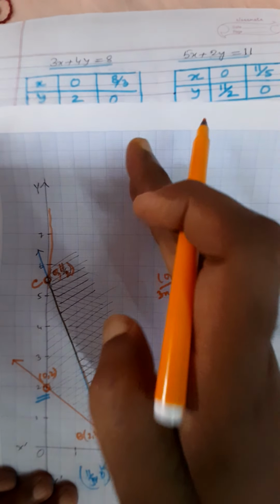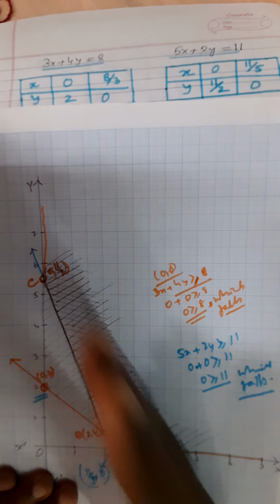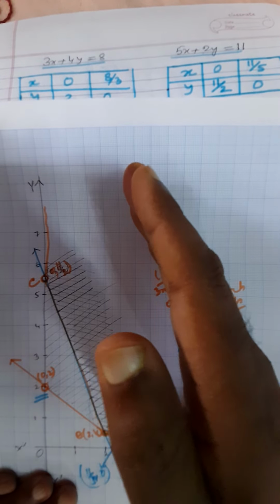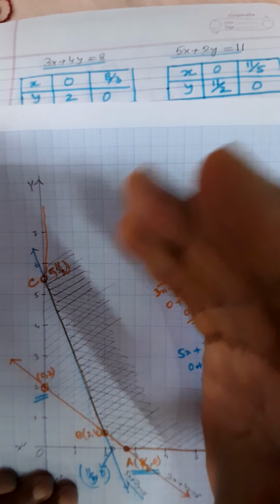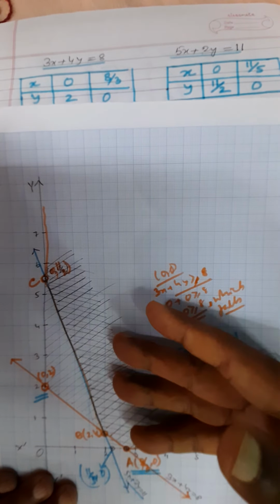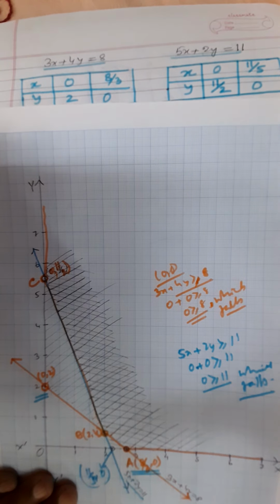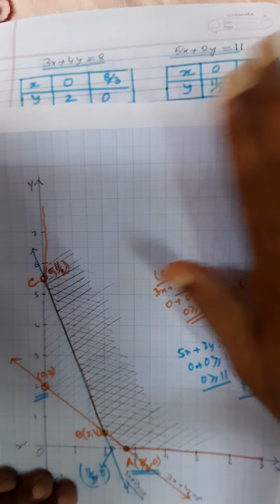This is the common part for both the solutions. That means what? This is the feasible region, and this feasible region is unbounded. In the graph it says that this is an unbounded solution. Is it bounded? No, it is open, unbounded.